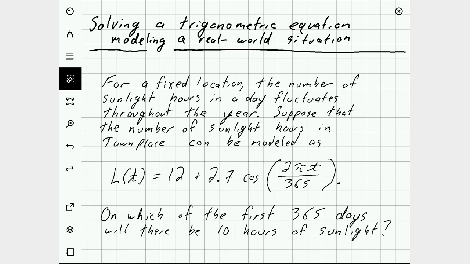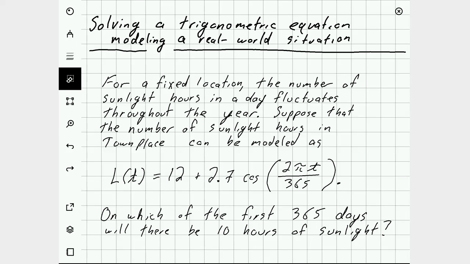Suppose that the number of sunlight hours in town place can be modeled as this function. L of t equals 12 plus 2.7 times the cosine of 2 pi t over 365, where t is counting the number of days since June 10th of this year. On which of the first 365 days will there be exactly 10 hours of sunlight? Or probably there will never be exactly 10 hours in one particular day, but we'll get as close as we can in the first 365 days.